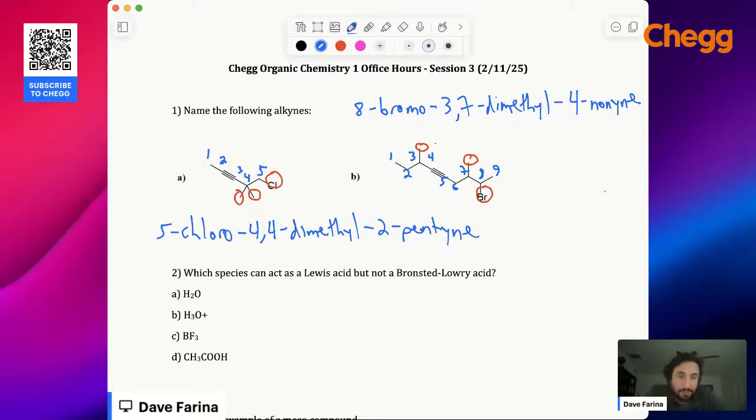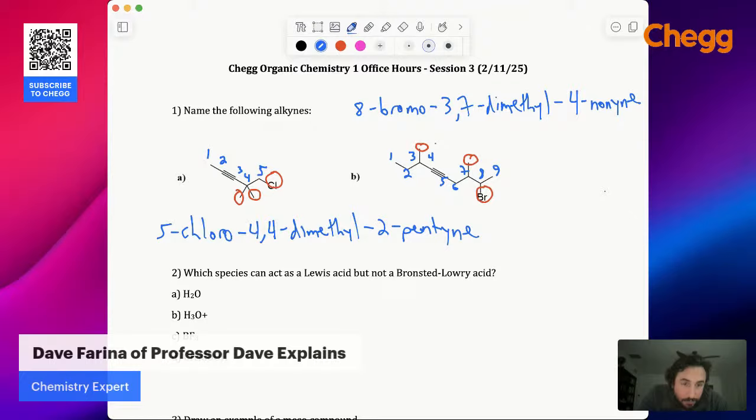VMB asks, can you explain enantiomers in the context of organic chemistry? Absolutely. I actually included 2 questions that were rollover from last time when we were talking about isomerism. Those are questions 3 and 4. We will talk about enantiomers there.